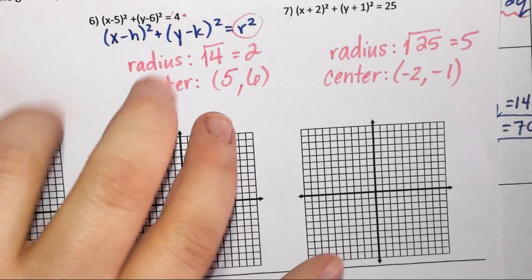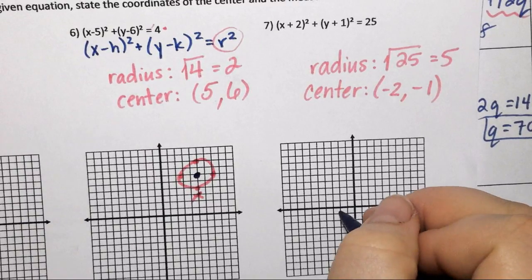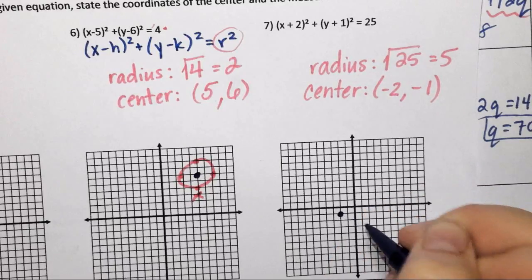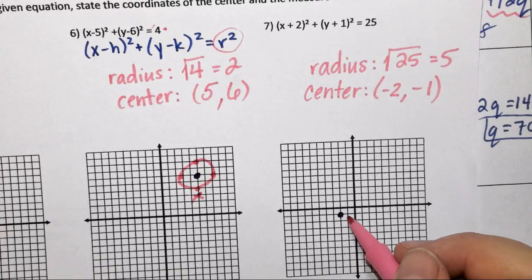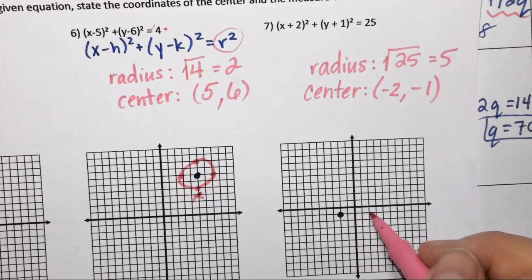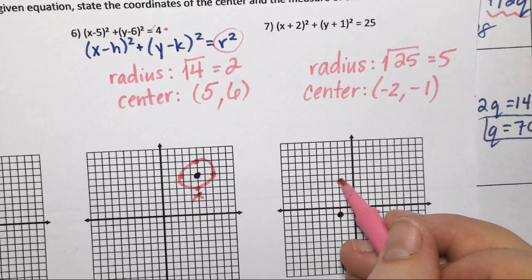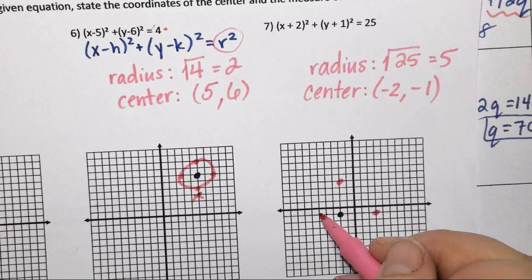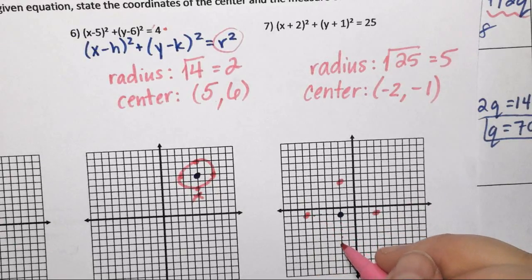Now we go to our next one. We already found the radius. We already found the center. So now let's just graph it. It says center is at -2, -1. So there's my center. Once I have my center, it's easy to graph the rest of the circle because I just count out that radius. Our radius is 5. So I go 1, 2, 3, 4, 5 in each direction.